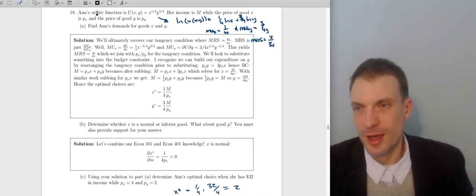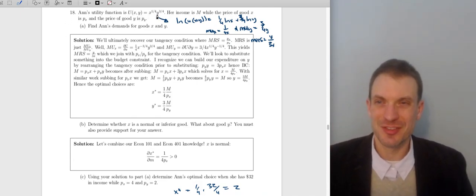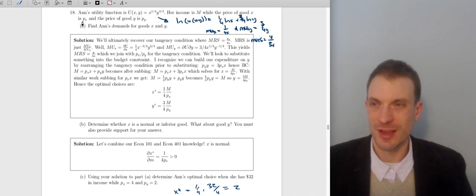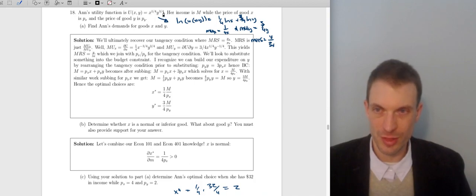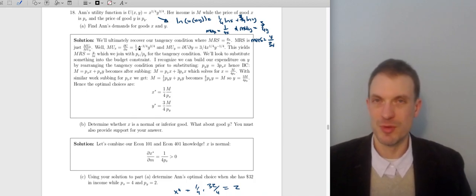So Ann's utility function, Cobb-Douglas, x to the 1/4, y to the 3/4. Income is M. The price of good X is PX and the price of good Y is PY. What I did here is I just solved, just as we've been doing in the other videos, just taking the partial. So this is going to be 1/4 x to the minus 3/4, y to the 3/4 comes along for the ride. That's the marginal utility of X.